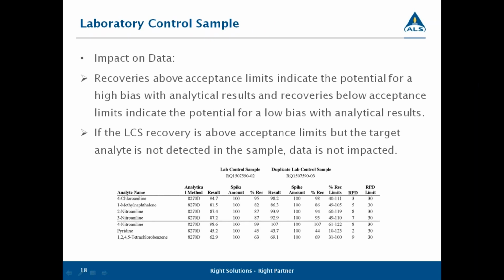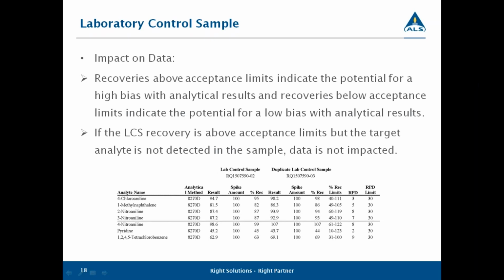And now, interesting here, we have the laboratory control sample result, and we also have a duplicate laboratory control sample result. We'll go into the duplicate part a little bit more later, but what is the impact on the data? It's for the recoveries. If the recoveries are above the acceptance limits, it indicates the potential for a high bias with analytical results, and below the acceptance limits, it indicates the potential for a low bias in the analytical results.